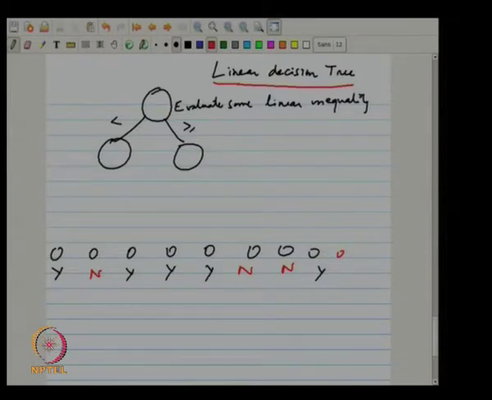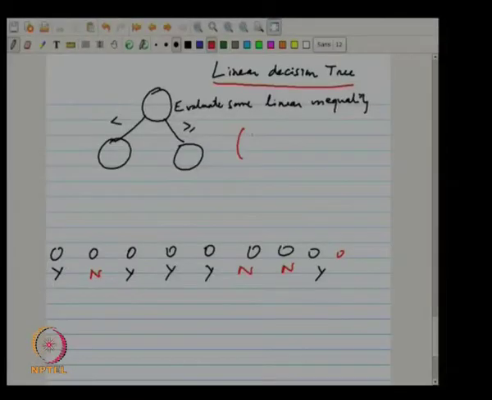You can model what is called an algebraic decision tree, where the basic inequality may not be linear, but it may be higher degree, maybe degree 2, degree 3, whatever. Okay. So, those are called, I am just mentioning it, fixed degree algebraic decision tree. Okay. So, that is one variation.